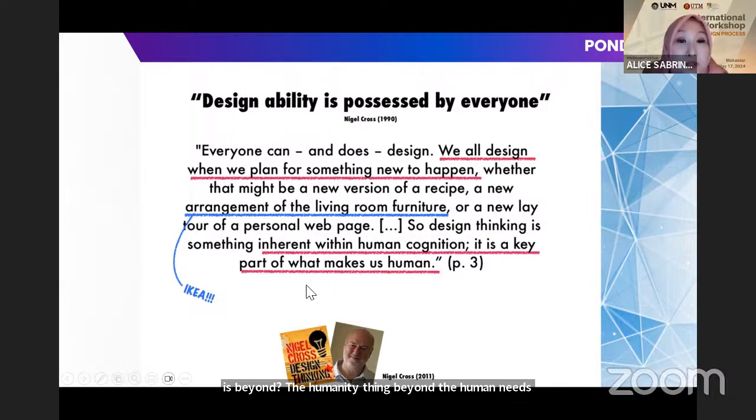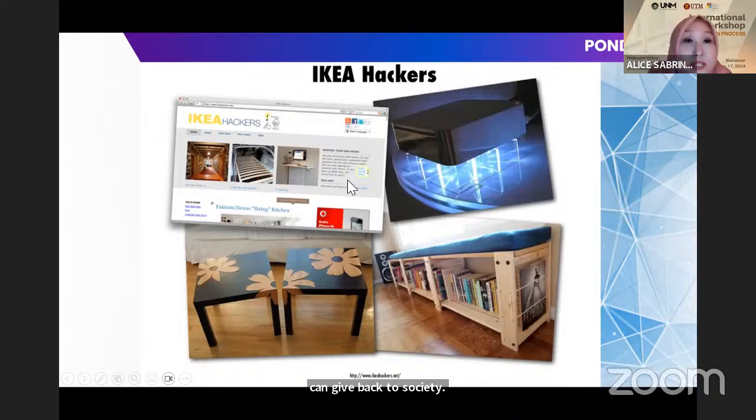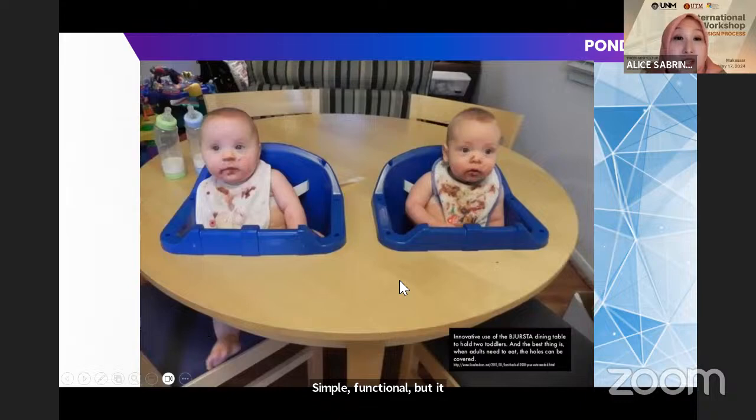And that is really important. So we have to think the future ahead and what is the contribution that we can give back to society. And these are some examples of IKEA. I'll go into more detail on this. Some examples of furniture: simple, functional, but it really works, and IKEA does that marvelous kind of a job. And this is also one of IKEA's products.